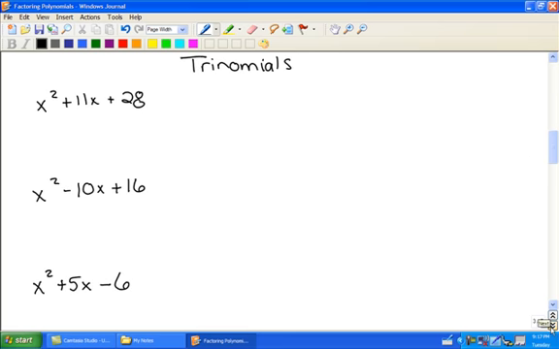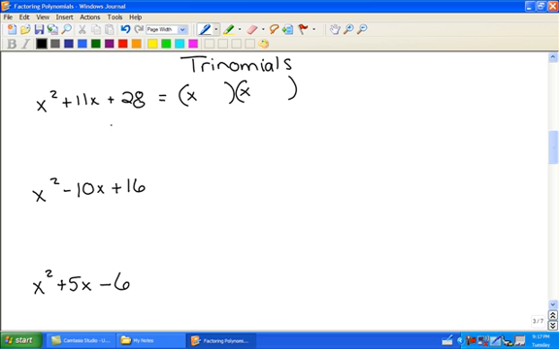Now, this is going to lead us into the trinomials. When we have 3 terms, you're going to try to break that down into 2 different parentheses. The lead coefficient in all of these problems is going to be 1. So we're going to say what times what will multiply to give us x squared. And we'll say x times x.